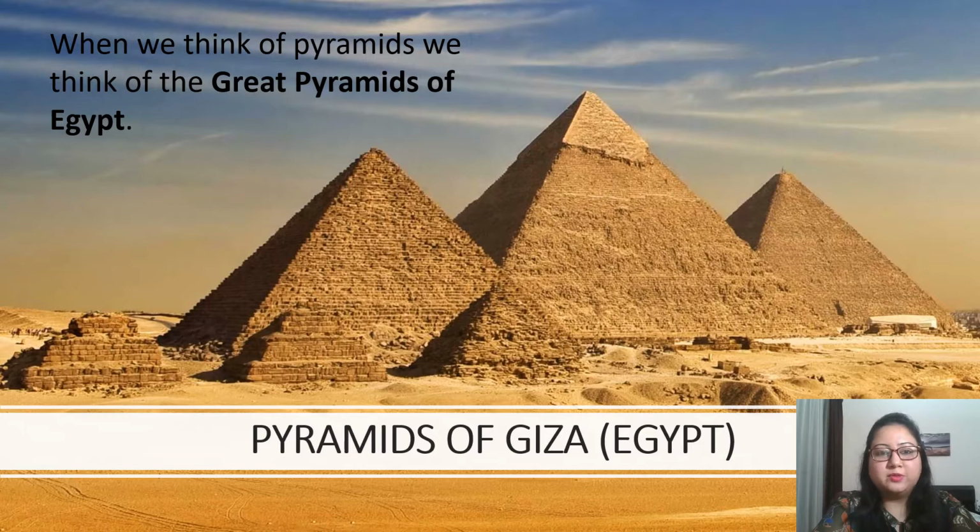Okay, now, when we think of pyramids, we usually think of the Great Pyramids of Egypt. So on this slide, I have put a beautiful picture of the pyramids of Giza, which are there in Egypt. And today in the session, we are going to be learning how to find the lateral surface area and the total surface area of this solid, the pyramid.